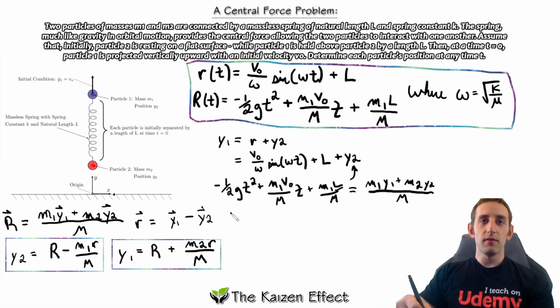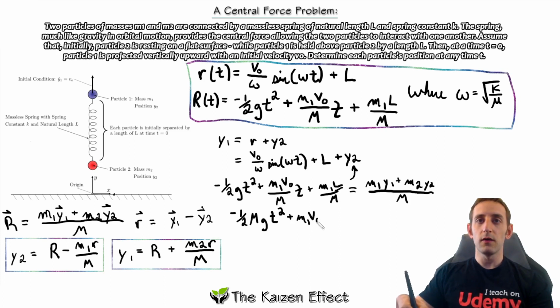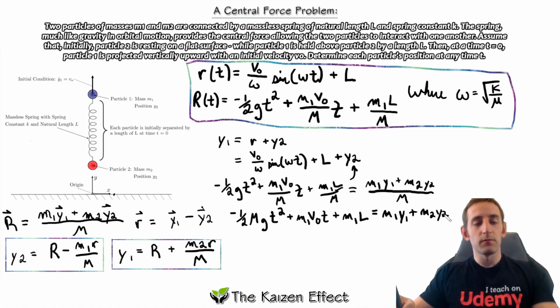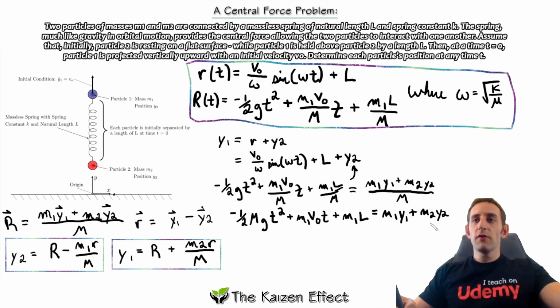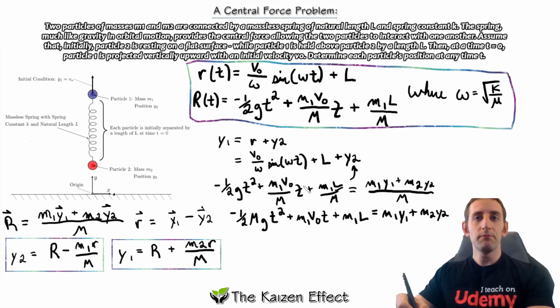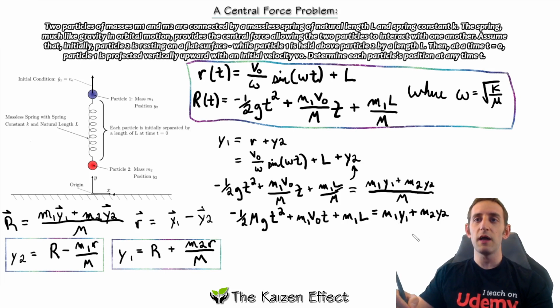So what we end up with is negative 1/2 big M g t squared plus m1 v naught t plus m1 L, and all that is equal to m1 y1 plus m2 y2. All right, I'm just going to check, not writing over my face, all is good. Next, we want to bring this guy over and then divide by m2.